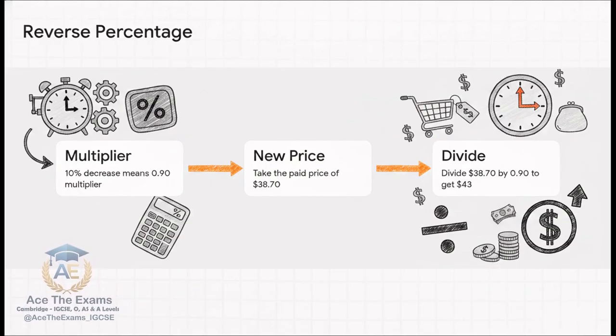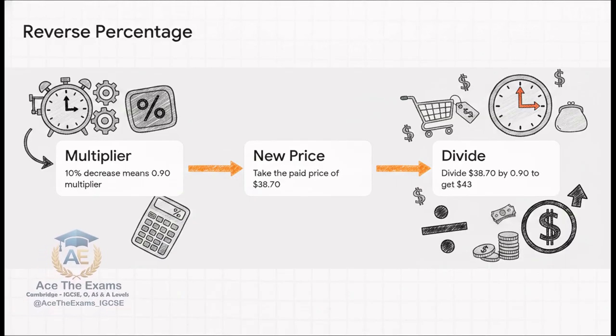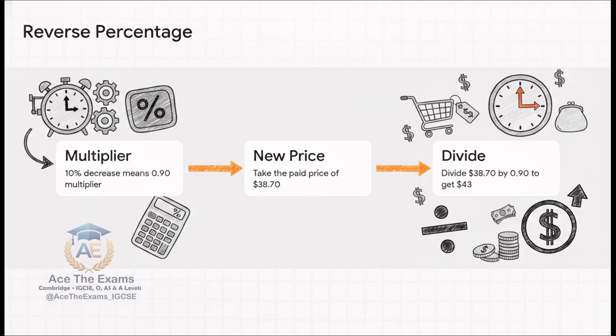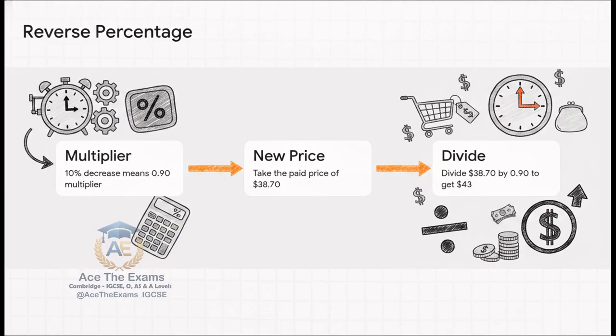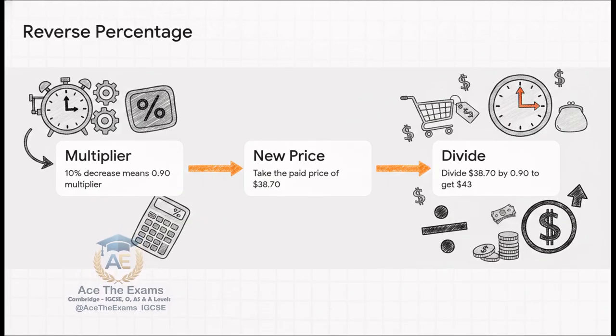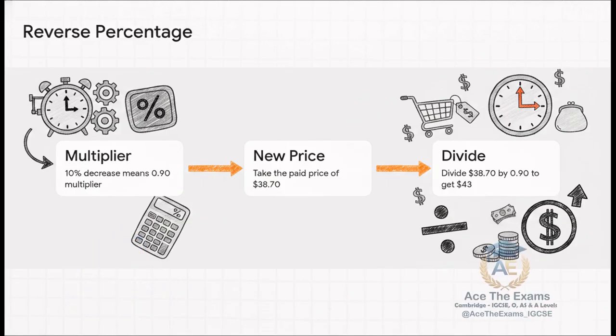Step 1. Identify your multiplier. A 10% discount means she paid 90% of the original price. 90% as a decimal is 0.90. Step 2. Take the new price, that $38.70. Now, if multiplying pushes us forward to a new price, dividing pulls us backward to the original. So step 3, divide $38.70 by 0.90. That drops us perfectly back at the original starting price of $43.